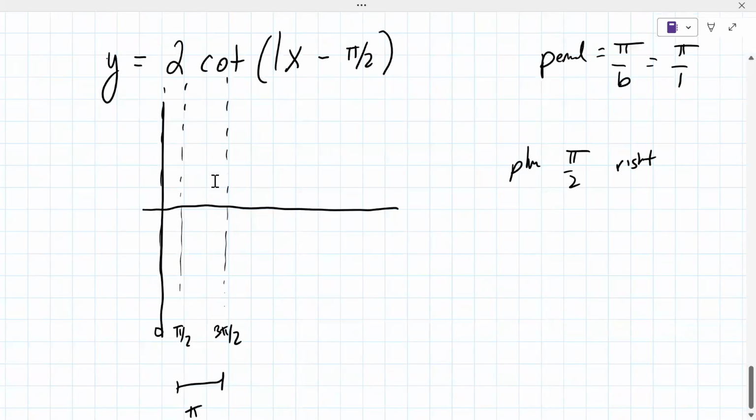Is that okay? You're adding the period to your phase shift. It's okay if it's not. Just, hey, don't understand. The first thing you start with is the phase shift. It's pi over 2 right. Like normally it starts at 0. We're going to go pi over 2 right. But then you add the period to find the other side of it.